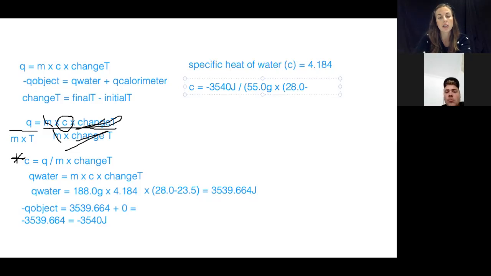And then minus the initial temperature. What was the initial temperature of the object? 23.5. No, that was the initial temperature of the water. Oh, I'm sorry. 100 Celsius. Yes. Okay, so put it in your calculator just like this.